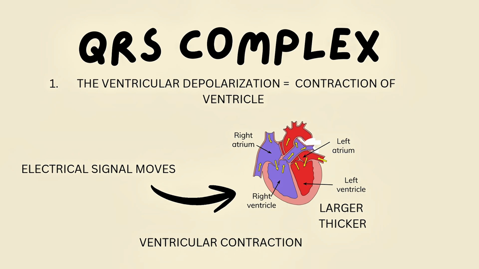They need strong muscle because the ventricles are pumping blood. The right ventricle pumps blood to the lungs, and the left ventricle pumps blood to the rest of your body. Because the ventricles generate much more electrical activity, the QRS complex appears taller and wider compared to the P wave.